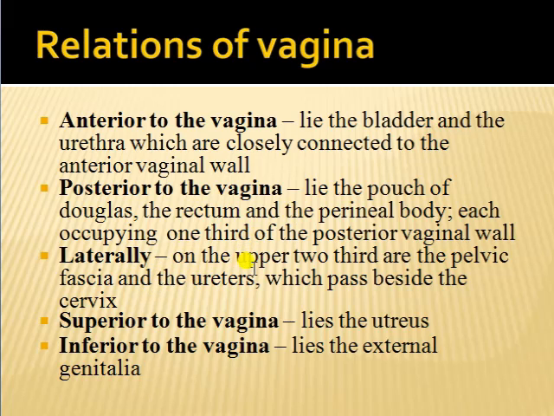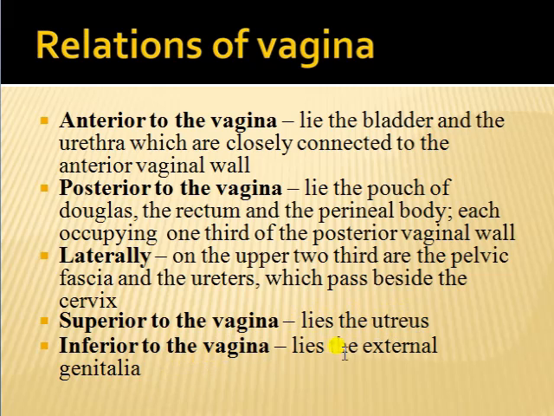Laterally, on the upper two-thirds, are the pelvic fascia and the ureters, which pass beside the cervix. So they lie beside the cervix. Superior to the vagina lies the uterus.